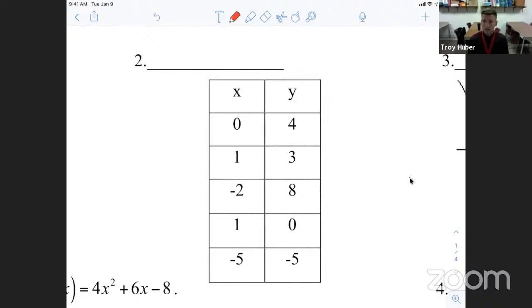If I go to number 2 here, now we have a table. On our tables, we really want to focus on our x values. X is your input. You cannot have 2 of the same input with a different output. So we really want to make sure that none of our x values are repeated. In this example, we have 0, 1, -2, 1. Uh-oh, we have a 1 here and a 1 here. That x value is repeated. We cannot have that. So this one would also not be a function.